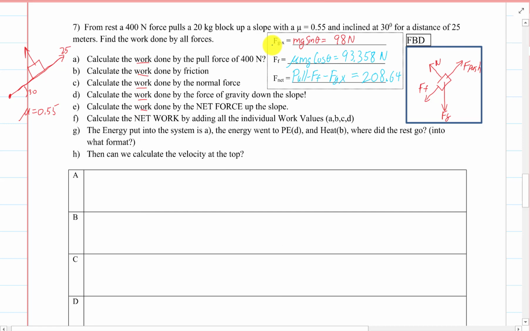Okay, we needed these forces to do the work. A, calculate the work done by the pull force of 400 newtons. So the pull force, I'll just write down pull force in here. Work is equal to F pull times the distance it moves. They'll be in the same direction. The pull force, I said push here, should probably be pull, doesn't matter, is 400 newtons. So it's 400 newtons times the distance it moves up, which is 25 meters, and that product is 10,000 joules.